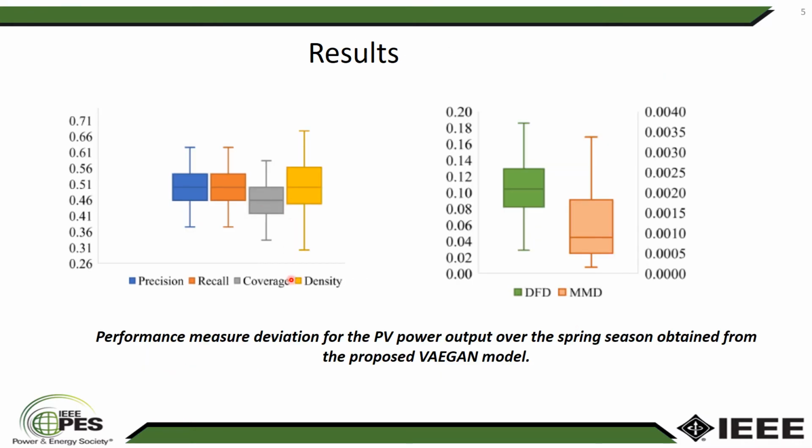Further results shown on this slide are about the performance measure deviation of the solar PV power output over the spring season, and you can see here the precision level is around 0.36 up to around 0.63, and you can see the density is coming in this range, and the other metrics, DFT and MMD, are presented here.